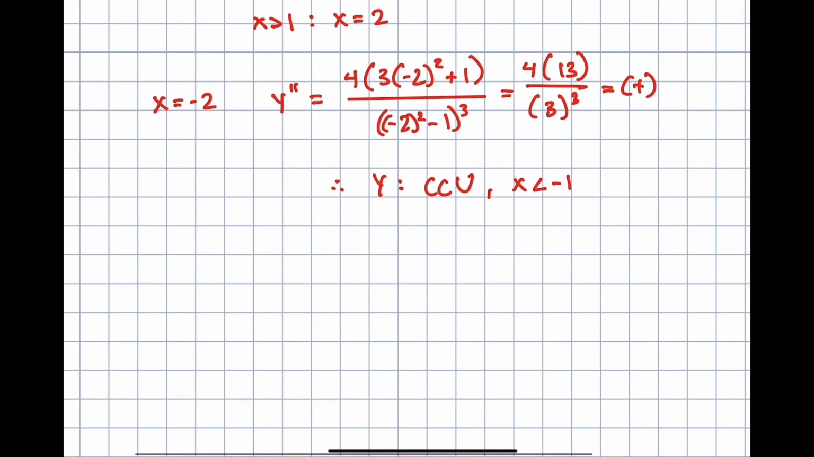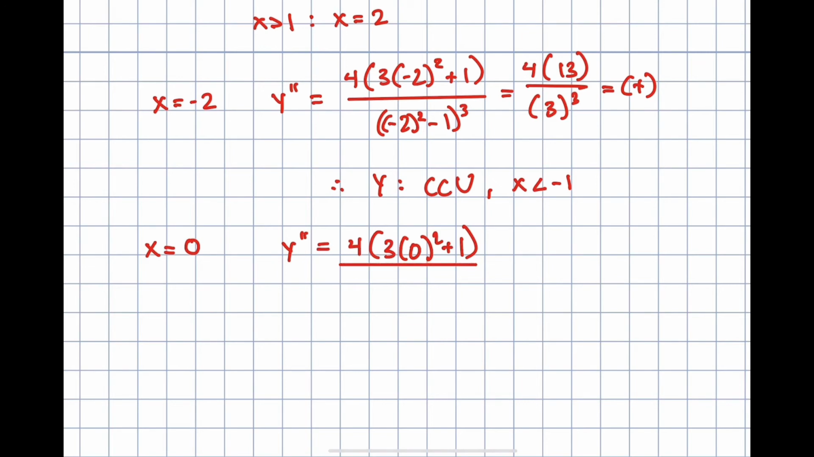All right, now we're going to try x equals 0. So our second derivative is going to be 4 times 3 times 0 squared plus 1, divided by 0 squared minus 1, cubed. On our numerator, this is going to give us 4 times 1, so 4, divided by -1 cubed, which is -1, and that's negative. And so that means our function is concave down when x is between -1 and 1.